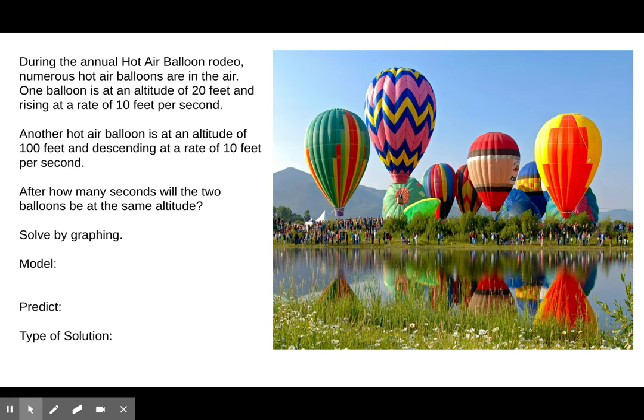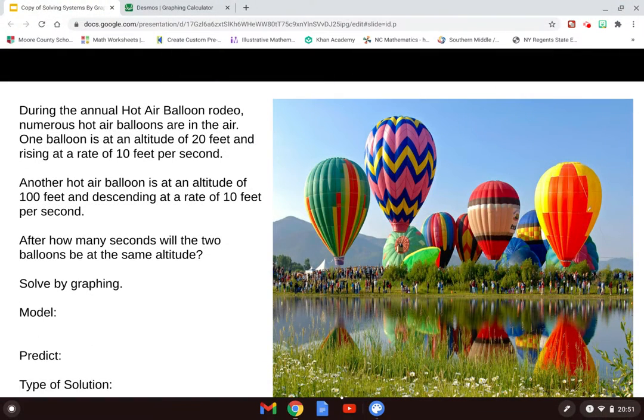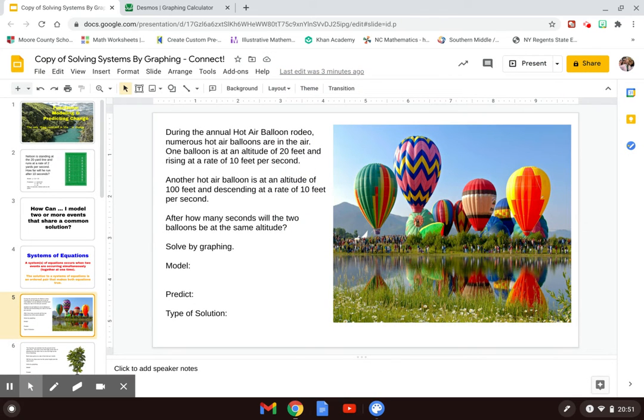It says here, during the annual hot air balloon rodeo, numerous hot air balloons are in the air. One balloon is at an altitude of 20 feet and rising at a rate of 10 feet per second. Another hot air balloon is at an altitude of 100 feet and descending at a rate of 10 feet per second. The question is, after how many seconds will the two balloons be at the same altitude? And we want to solve this by graphing. So first thing we're going to do if we're going to solve this by graphing is we would need to write a linear model that represents each situation.